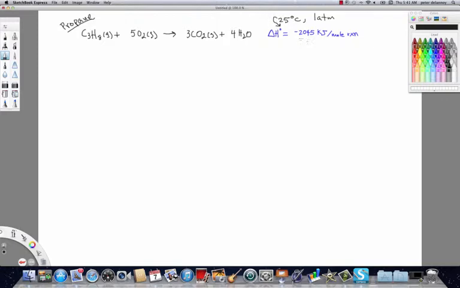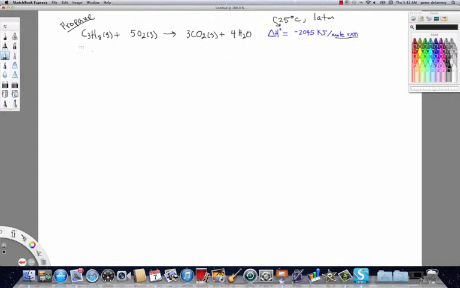I made the comment that energy is released in this reaction. We can tell that because of the negative sign in front of the numerical value here, negative 2045. And the units are in kilojoules per, now this is the key thing right here, per mole of reaction, per mole of reaction.